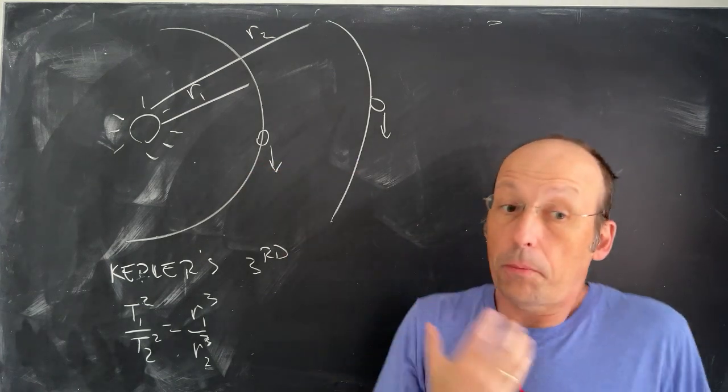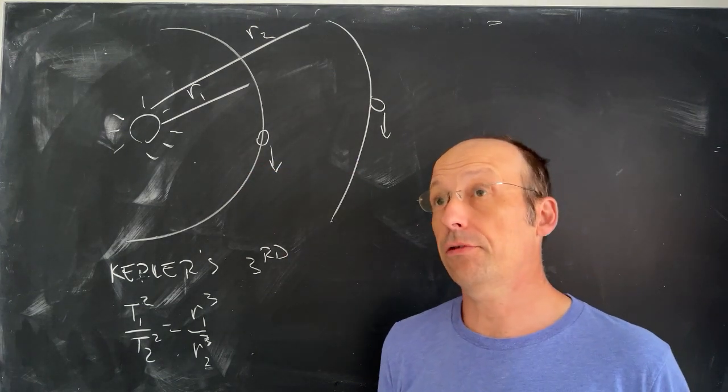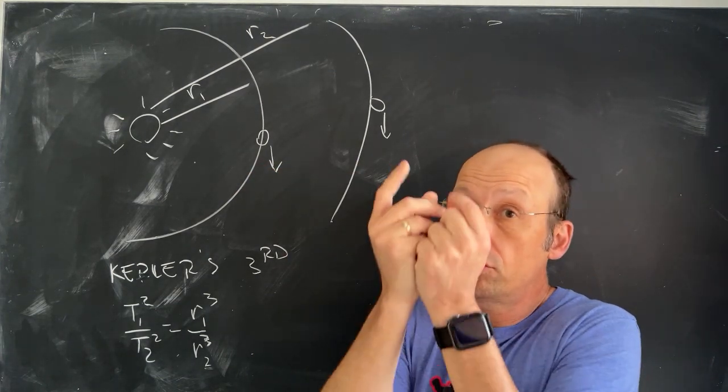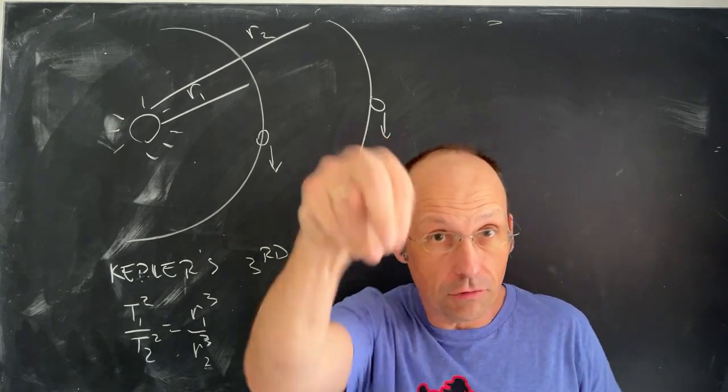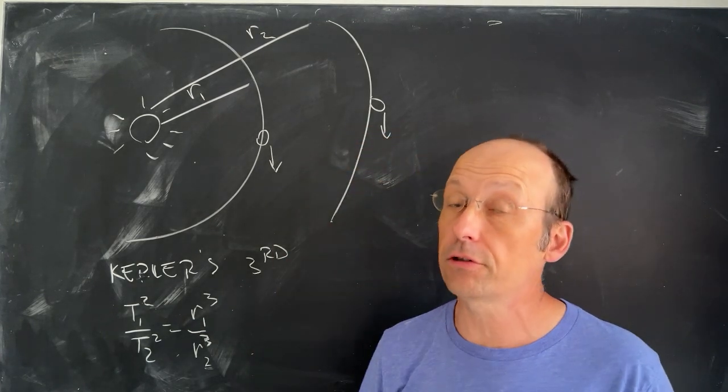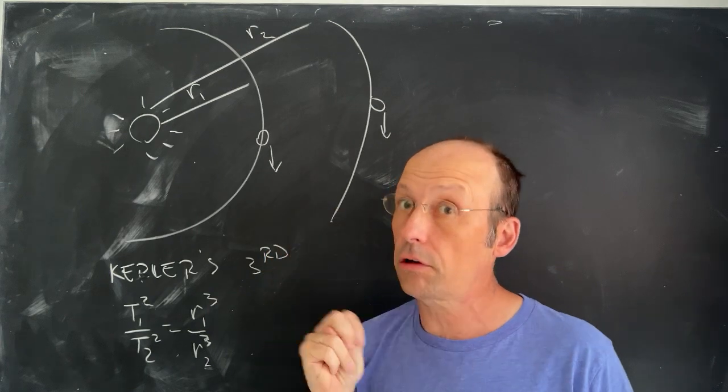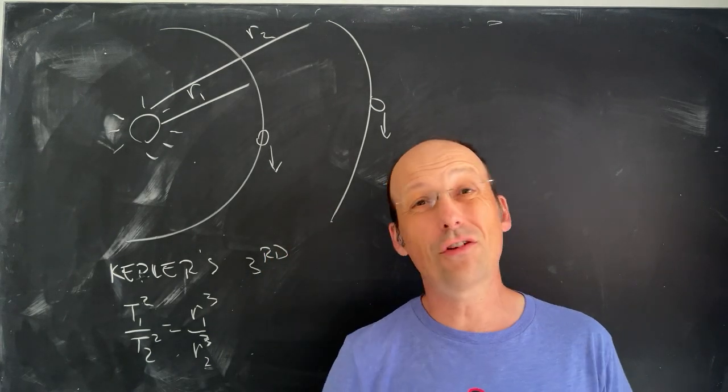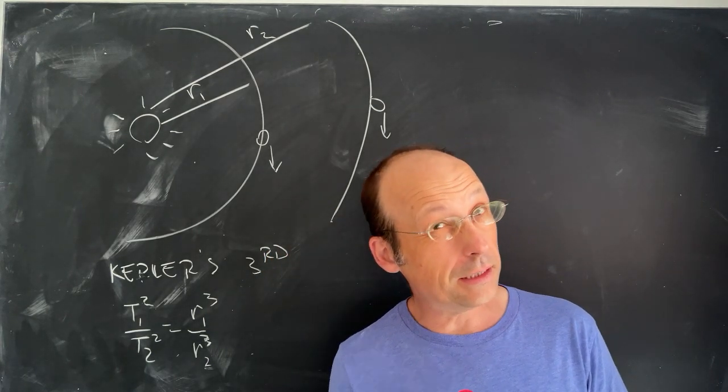This is a terrible picture, but it's trying to show Kepler's third law. So what I want to do is to use gravity and circular motion, centripetal acceleration, to show that Kepler's law is true for circular orbits. If it's not circular, it's not quite as easy. Just letting you know.